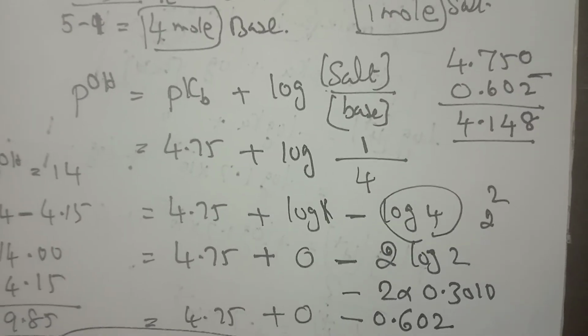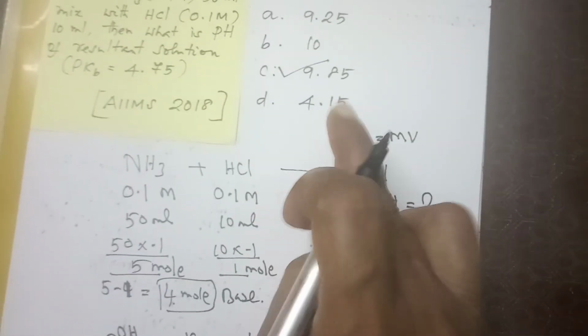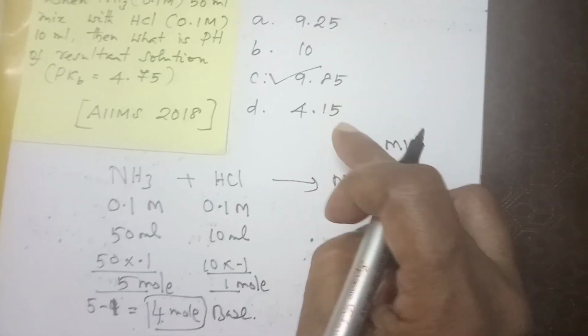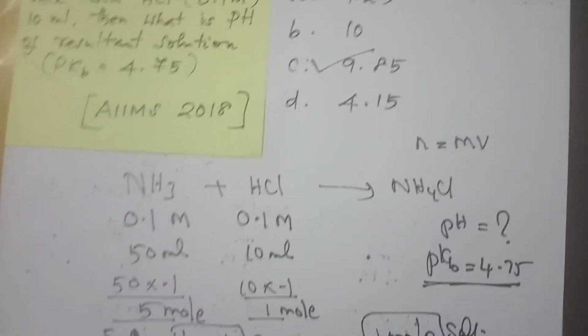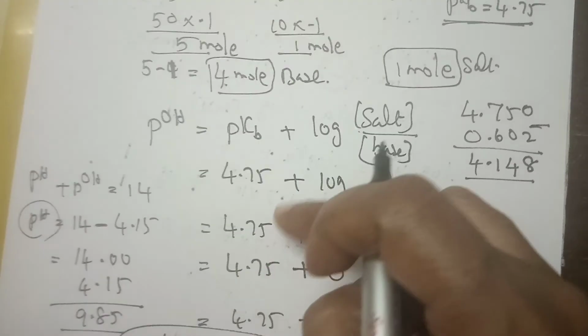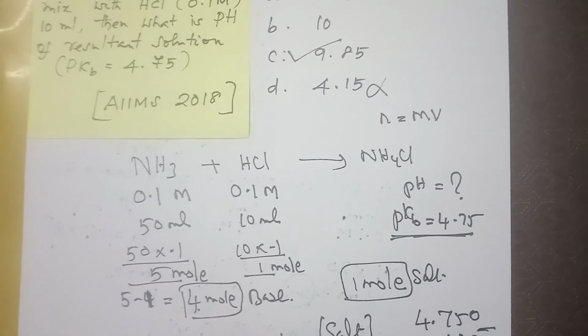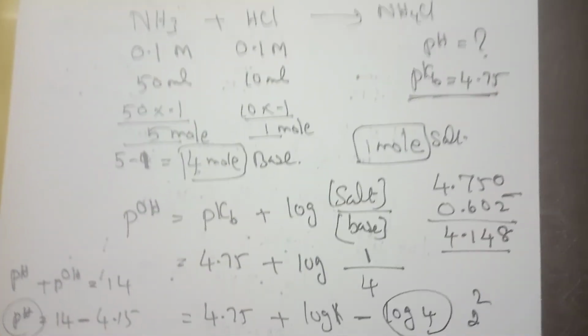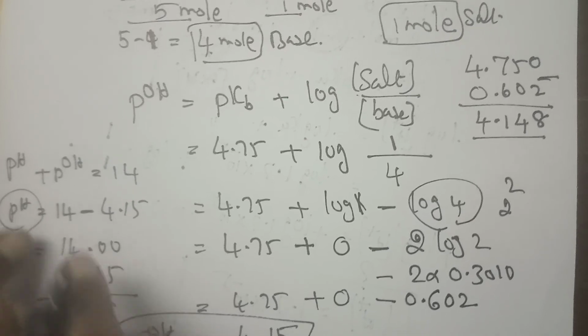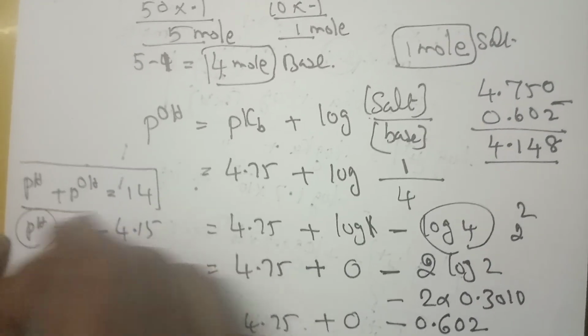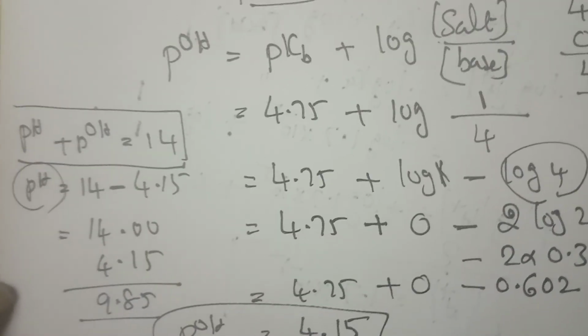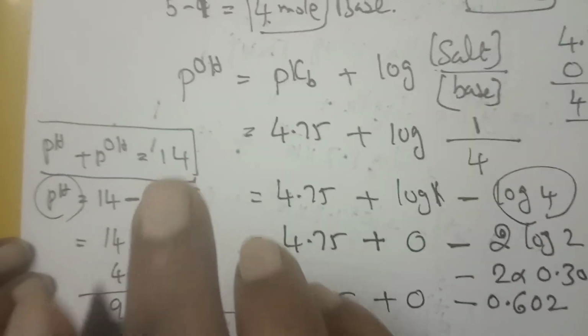As soon as you get 4.15, you can go and see there is one option there. Don't mark it immediately. This 4.15 is pOH. What they are asking is pH. Don't hurry up and make the mistake. So you still wait. This is pOH. They are asking pH. So then finally you reach this stage. So with a little bit of patience and sharpness, approach the knowledge, children.